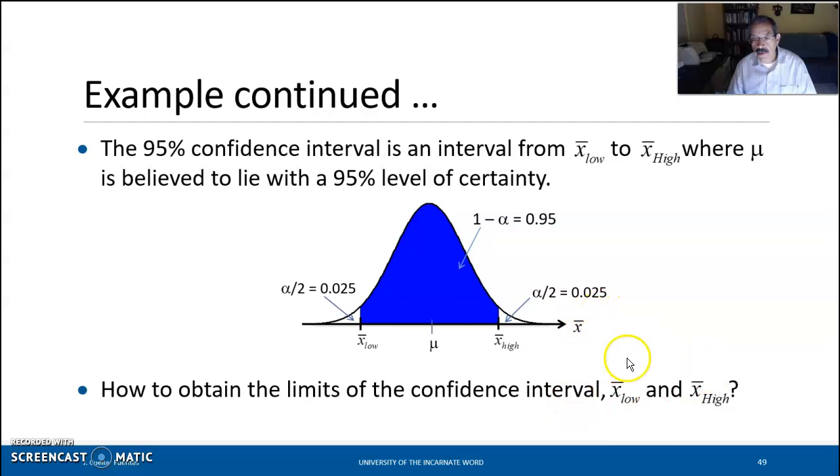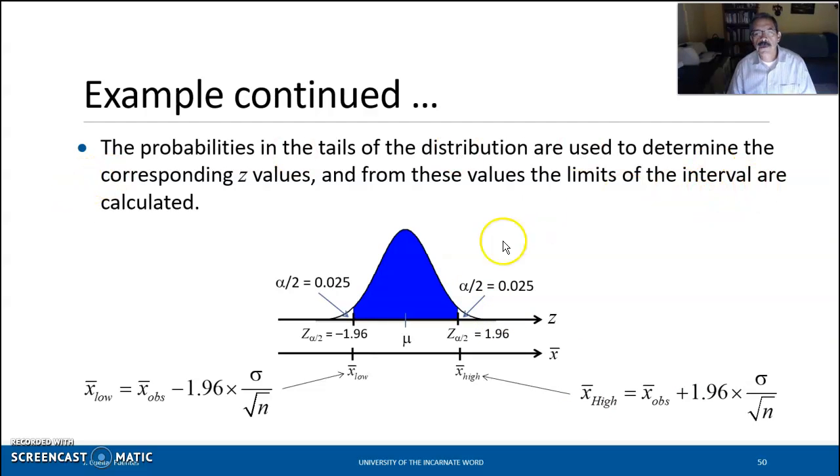All right, so how do we find this? Well, we're going to use what we learned in chapter 6. From these probabilities, we're going to find the z-values on table 4. If you look at your table 4, you will see that for a probability of 0.025, the z-value is minus 1.96. And because the area on the upper tail is the same as on the lower tail, by symmetry the z-value on the right-hand side is 1.96, but positive.